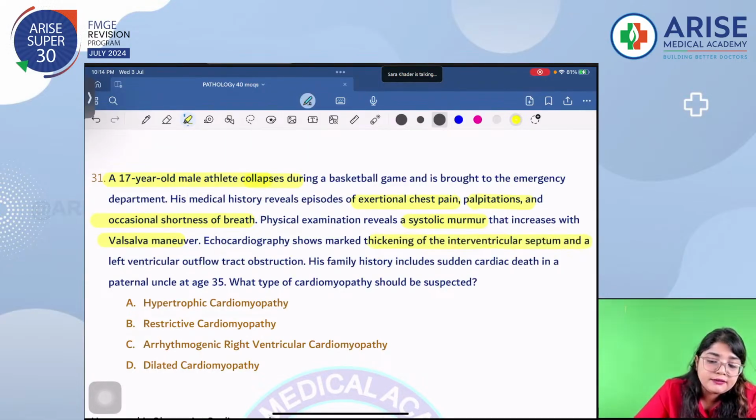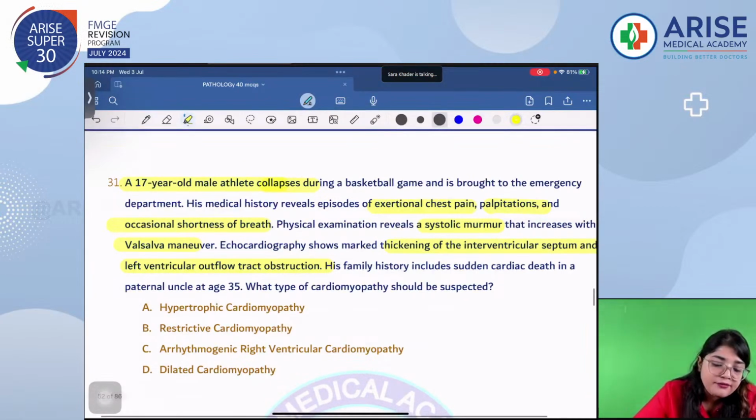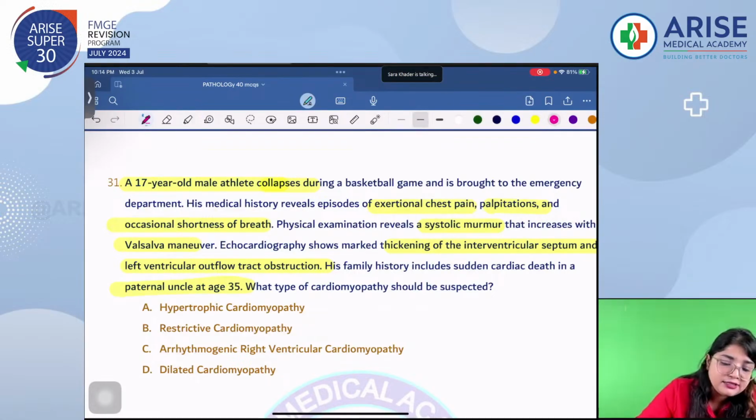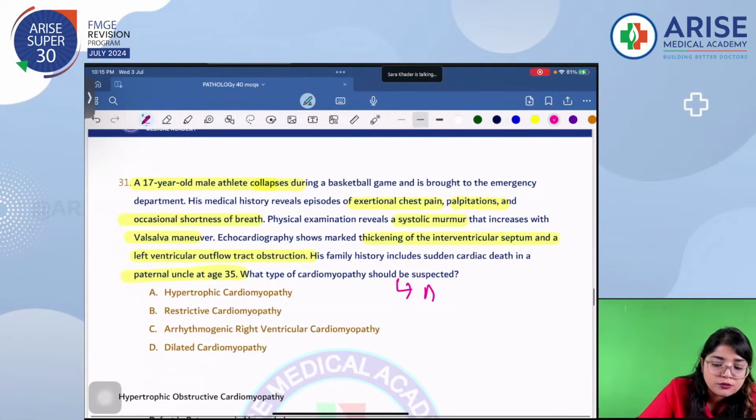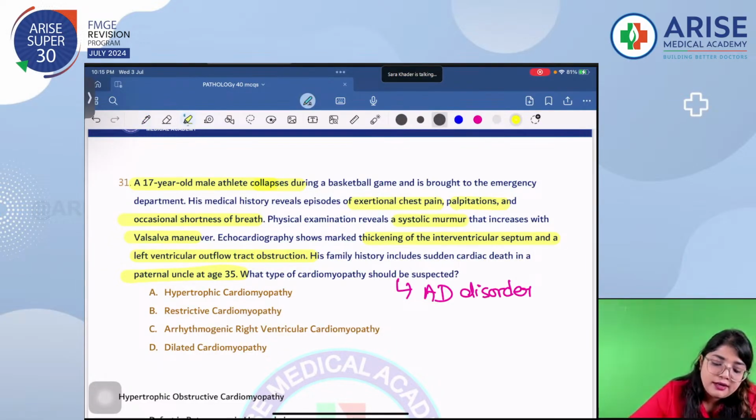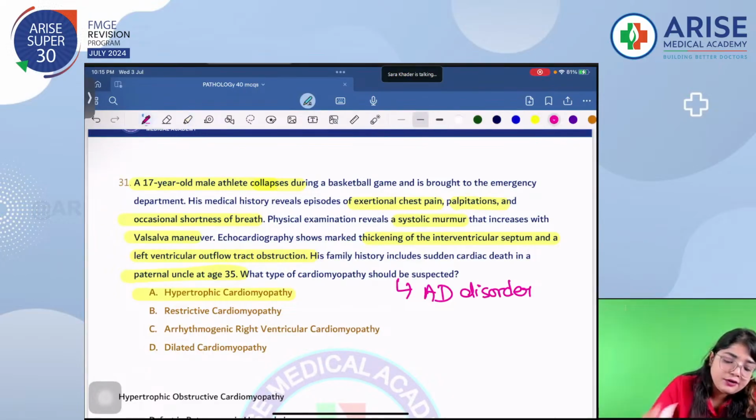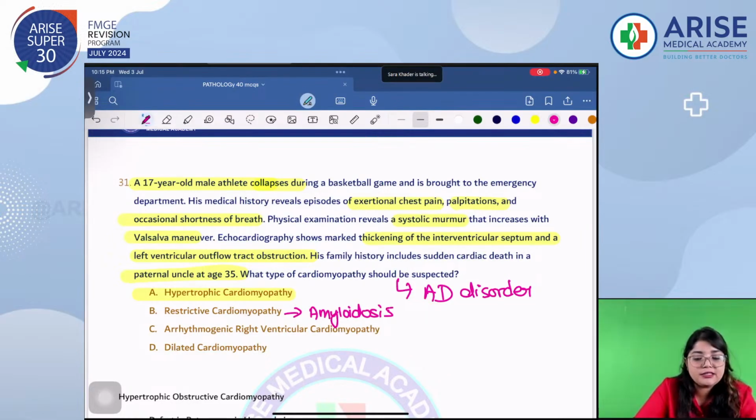Thickening of the interventricular septum with obstruction to the left ventricular outflow tract. Family history was there, where his paternal uncle died at a young age. So see, this is actually an autosomal dominant disorder. And which kind of cardiomyopathy is this? Yes, this is your hypertrophic obstructive cardiomyopathy. Restrictive cardiomyopathy, remember, it is seen in amyloidosis. The most common cause of restrictive cardiomyopathy affecting the diastolic function is amyloidosis.